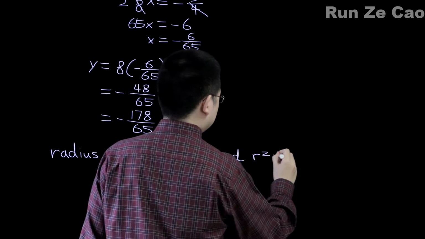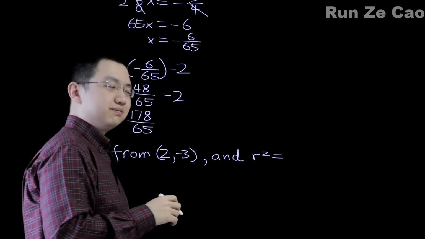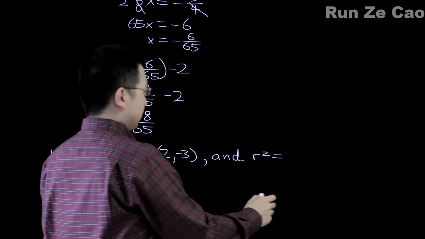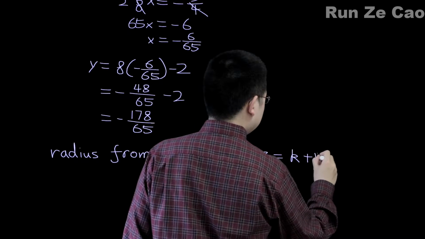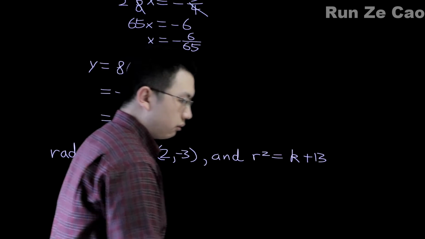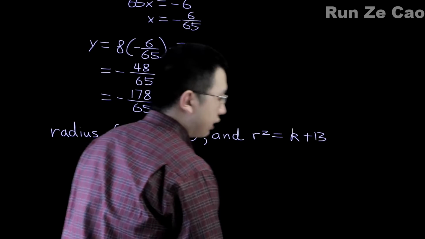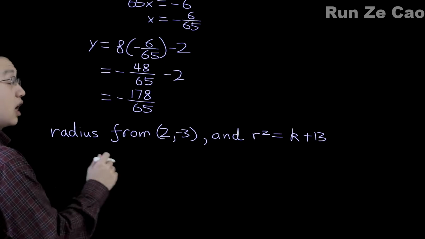Well, technically r squared is that, but hey, who's counting? So radius is going to be r squared equals k plus 13. So what we're shaping up for is a number that is a little bit big, or rather big to write.